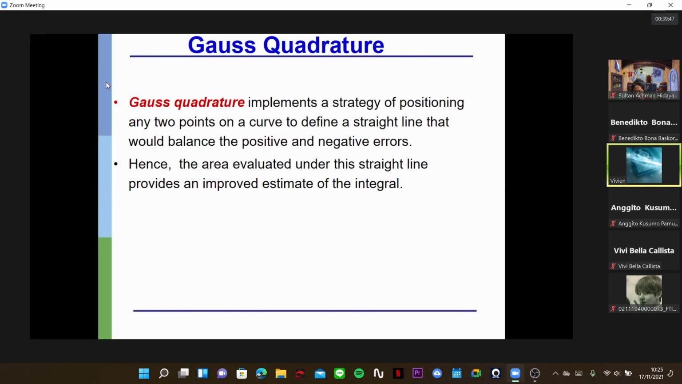Okay, so with Gauss quadrature, we put in new points. We use 2 points on a curve to define a straight line that would balance the positive and negative error, so that the area under the straight line will have a better estimation for the integral. So this is basically still using the trapezoidal rule.